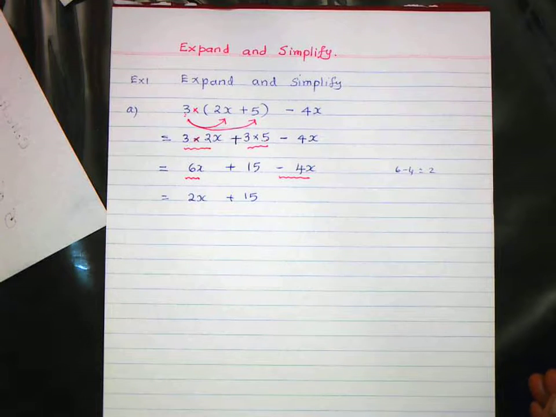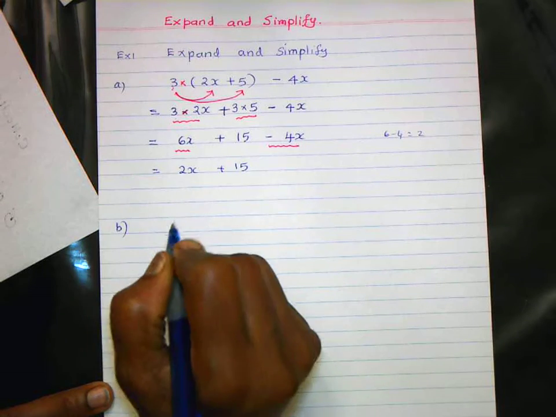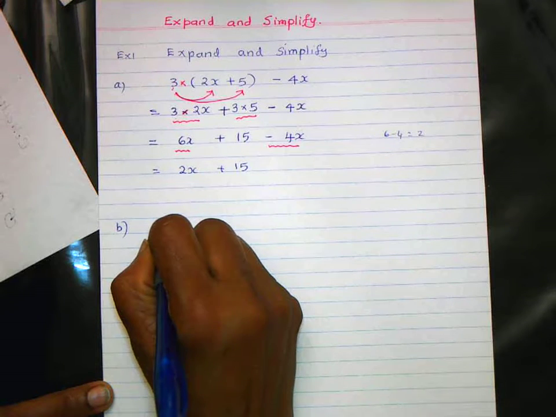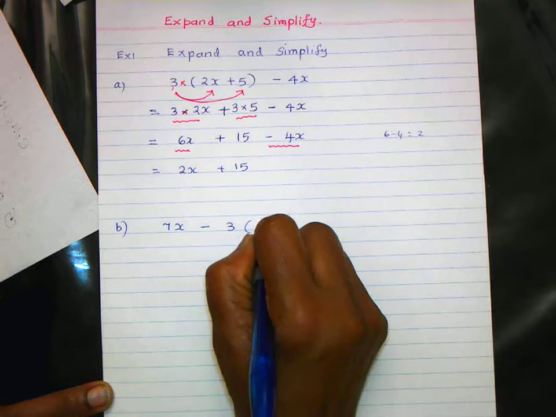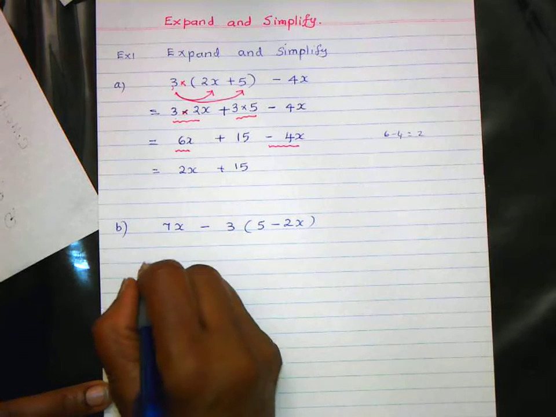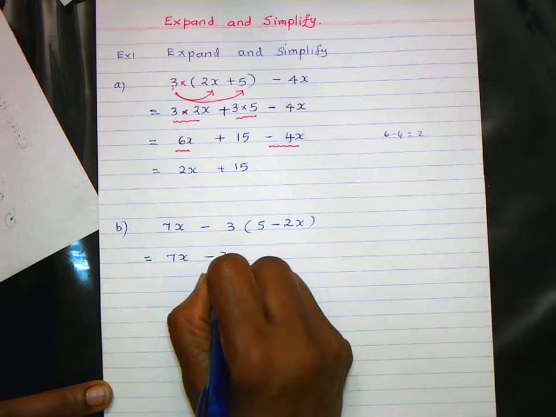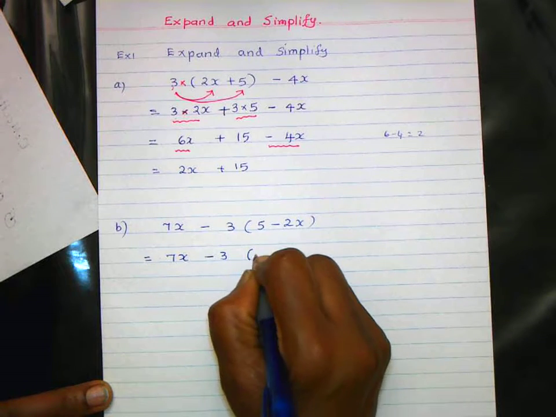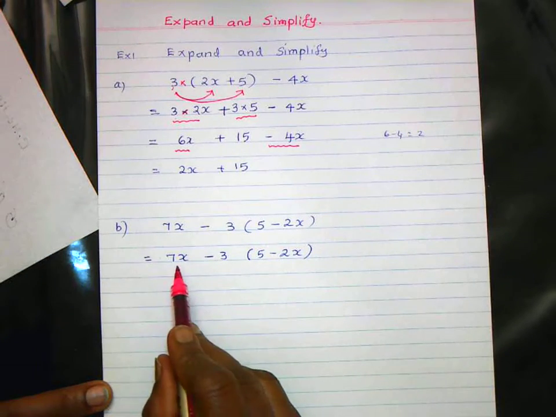Okay. Now we'll do another question. This time my question is 7x take away 3 bracket 5 minus 2x. Now probably I'll write one more line because it's confusing if I write the same line. 7x take away 3. I just need some space to put the times sign, bracket 5 minus 2x. Okay, we know this one, I can't do anything right now.